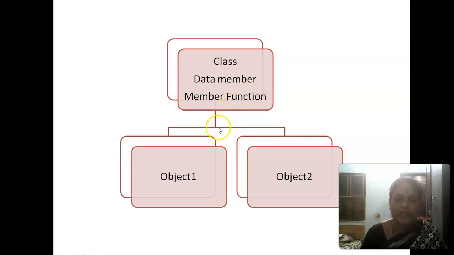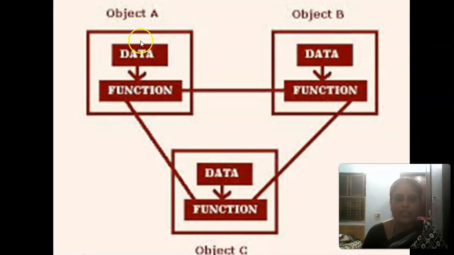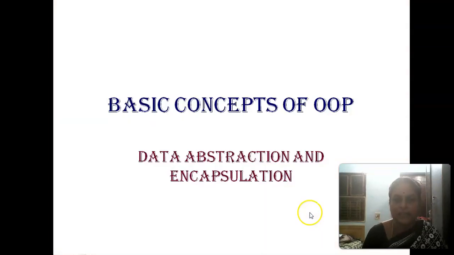Using this user-defined data type, you can create any number of instances, and the instances are called objects. Here we can create two objects, object 1 and object 2. Whatever data members and member functions are defined in the class template are the members of all the objects or instances which we create. Suppose we create three objects, object A, object B, object C. All three objects will have the data and member functions which are defined in the class.